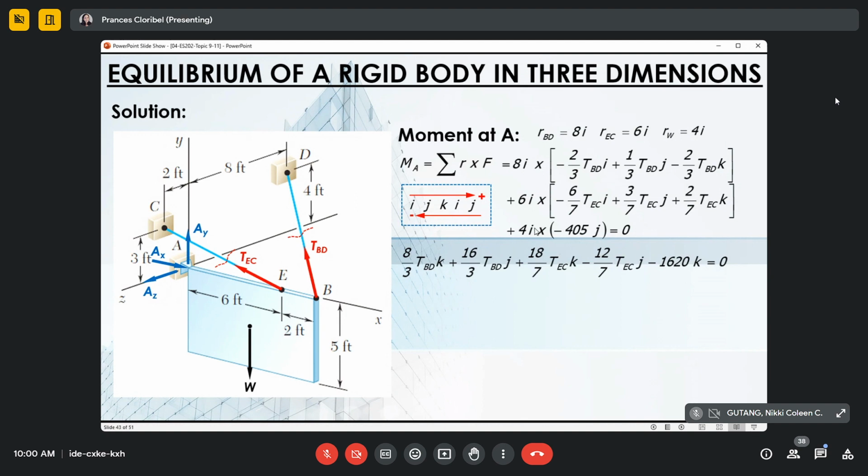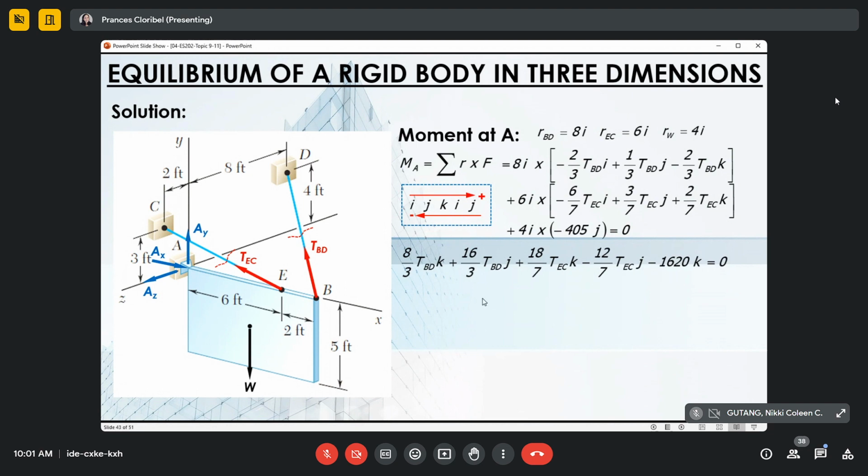Now, if we add our 4i minus 2.5j, j times j is equal to 0 anyway. That is why we did not include it. You can see that our force, our weight, is parallel to the y axis, so the moment is zero. That is why we did not include j in the position vector for our weight. Now we have simplified our moment at A.